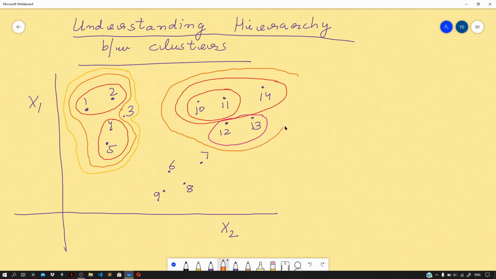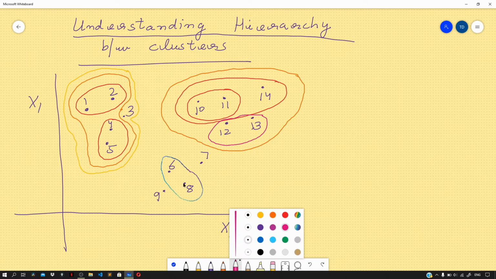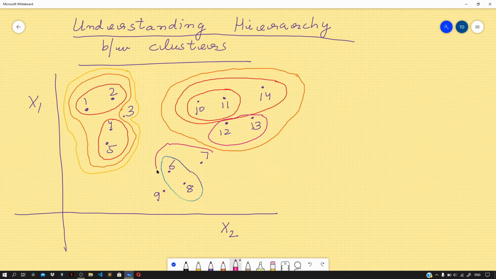Like this. Now let us combine 6 and 8 to form a new cluster. Then combine this cluster with this point 7 to form a new cluster. Like this. And finally, this cluster combines with this point 9 to form a new cluster.